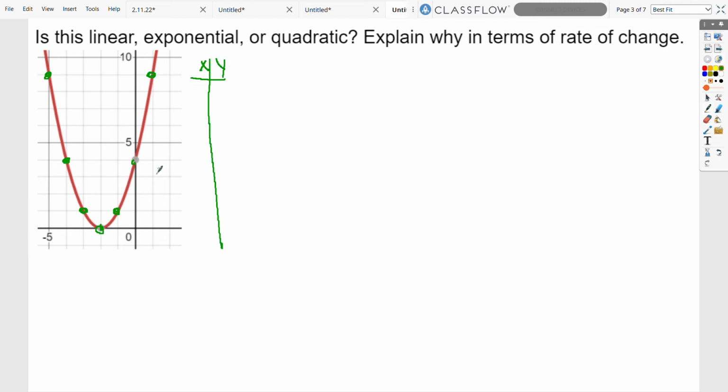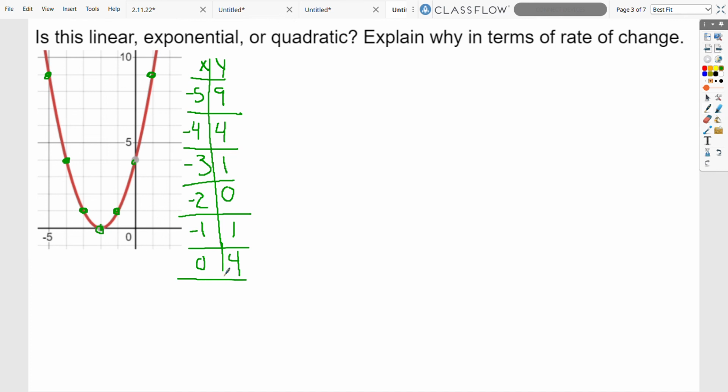So we'll take this first point, that is -5, 9. Then we take this point right here, that is -4, 4. We have -3, 1. -2, 0. We have -1, 1. And then we have 0, 4. And lastly, we have 1, 9. So let's look at the rate of change.